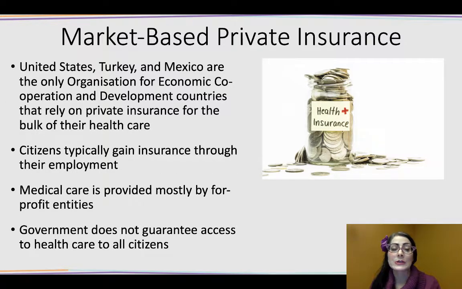Market-based private insurance. The United States, Turkey, and Mexico are the only Organisation for Economic Co-operation and Development countries that rely on private insurance for the bulk of their health care. So stop and think about that. We're the only ones. That's it. So it's us, Turkey, and Mexico. Everybody else has some sort of guaranteed health insurance.